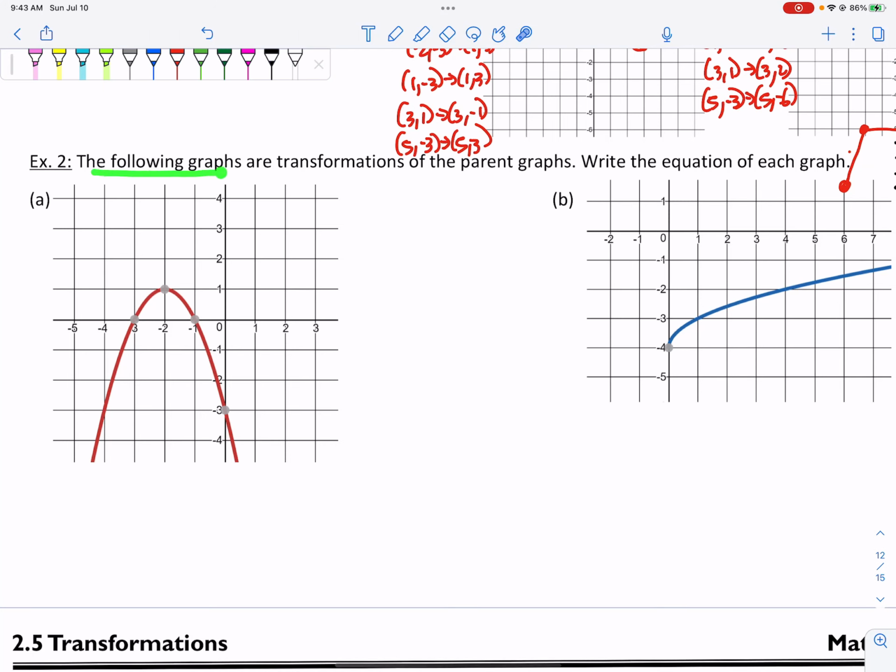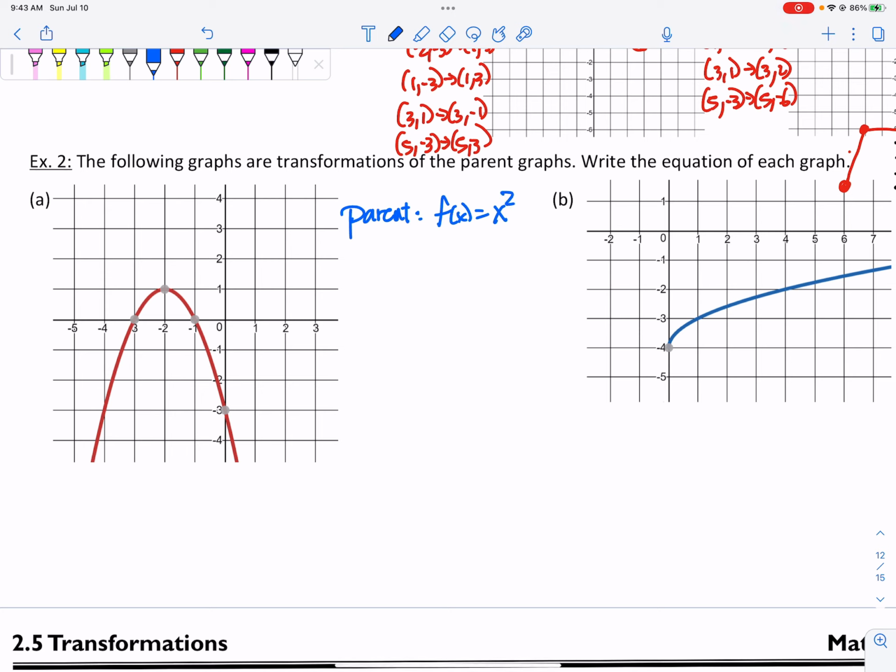Example 2. The following graphs are transformations of parent graphs. Write the equation of each graph. Just looking at this graph, we notice that it is a parabola. So the parent graph for this one is f of x equals x squared.